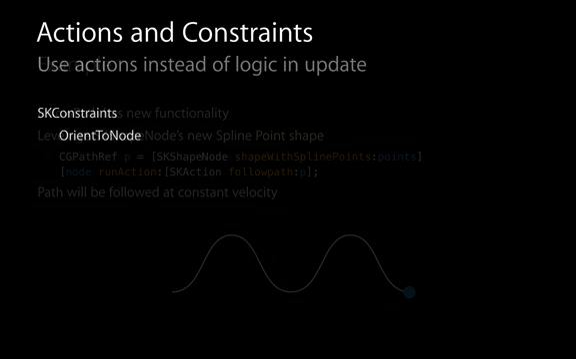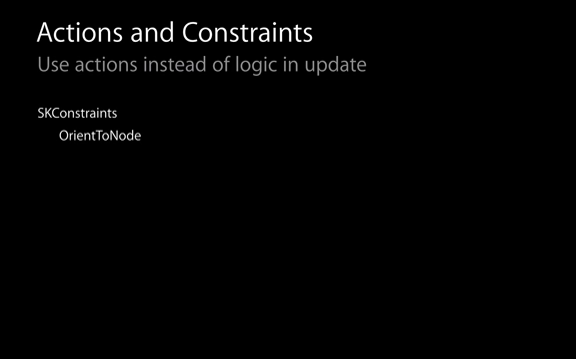All right. Orient to node, similar sort of thing. You don't need to bother with arctangents and all that sort of thing. The blue ball is moving around. The arrow is following it.